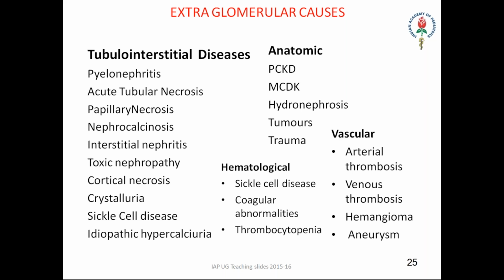Hematological, sickle cell most common, coagulation abnormalities, anticoagulation defects, and thrombocytopenia. All conditions like ITP or any thrombocytopenic condition, you can suspect a hematological cause. And vascular: arterial thrombosis, venous thrombosis, hemangioma, and aneurysms.